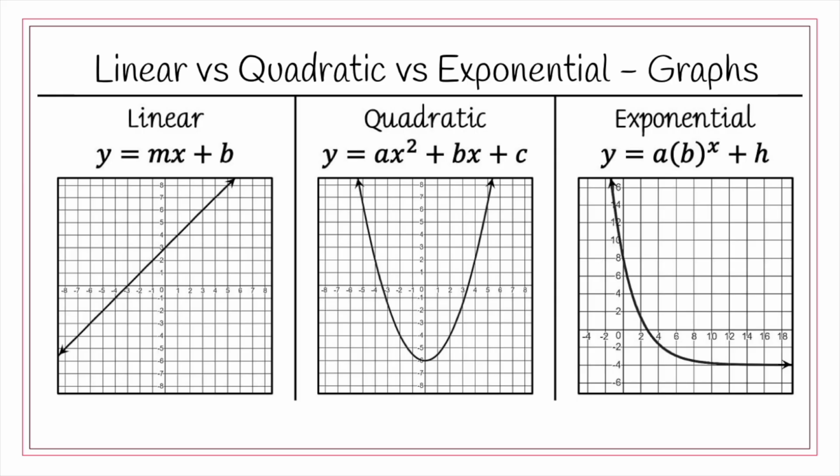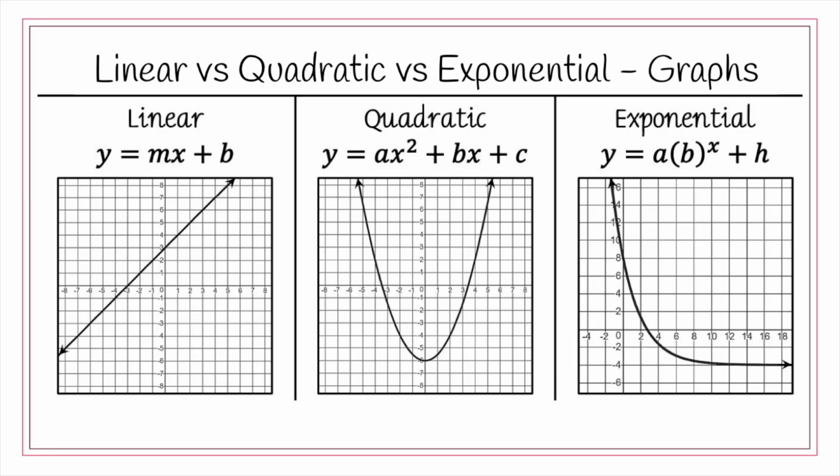Linear, y equals mx plus b, and it's going to make a line that we can see there. On the right hand side, we've got our exponential graphs where we've got y equals a times the base raised to the x power plus h being the constant, and that's going to make a curve. And in the middle, the one that we're talking about now, is a quadratic.